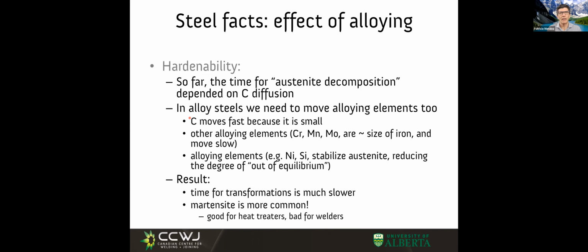Typically, the more alloying elements you have, the slower the transformation is. If the transformation is slow, that means that at a given cooling rate, instead of starting to find my primary ferrite and my pearlite or bainite, whatever it is, I might keep going, and never find these new transformations because I didn't give them time to happen. And guess what? We end up in martensite.